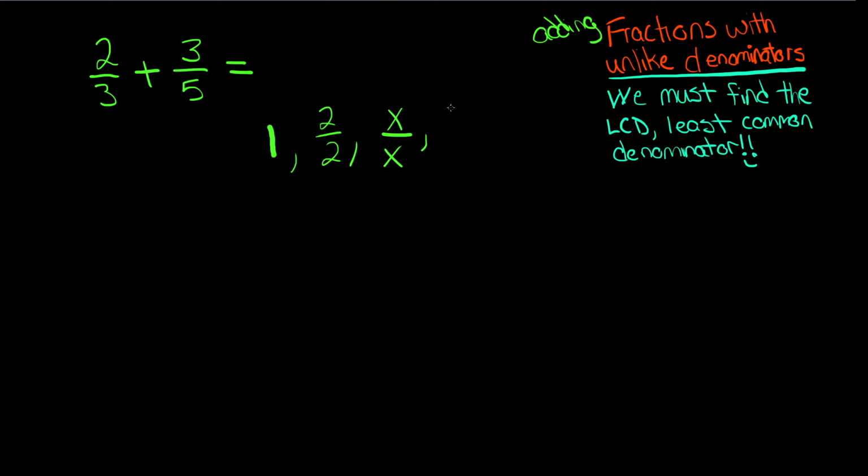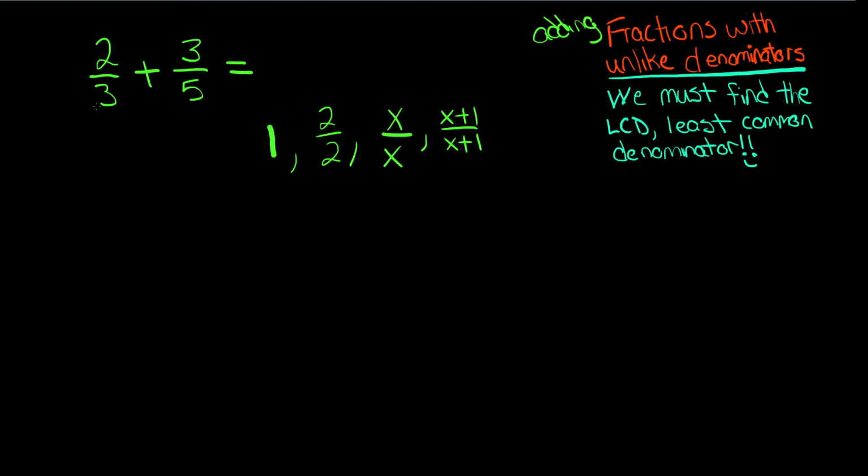Then lastly, we have x plus 1 over x plus 1. As long as x is not -1, we're good. But this is just a fancy way of writing 1. So you might be wondering, why is this important? Well, let's just think about this problem here.